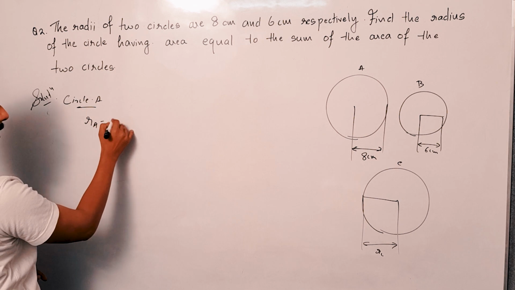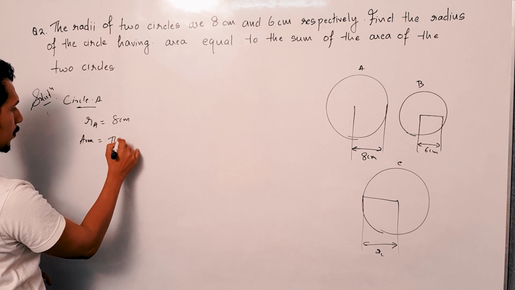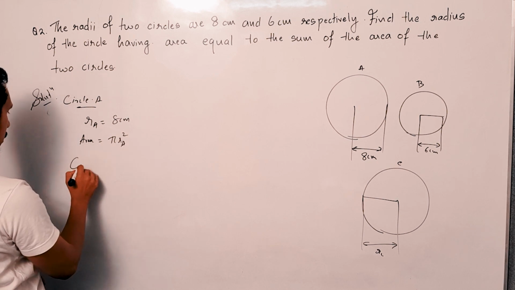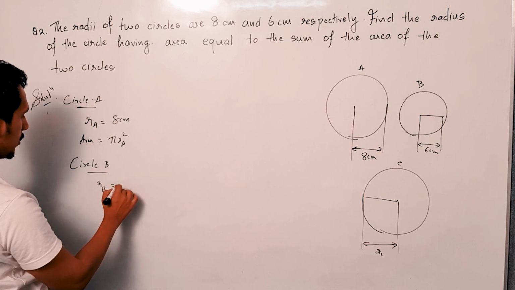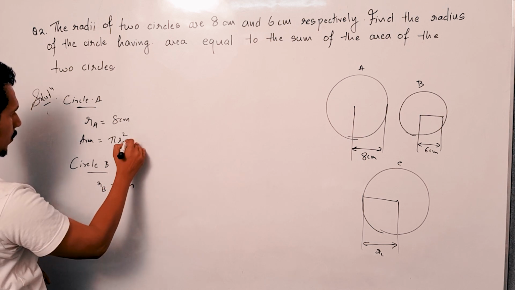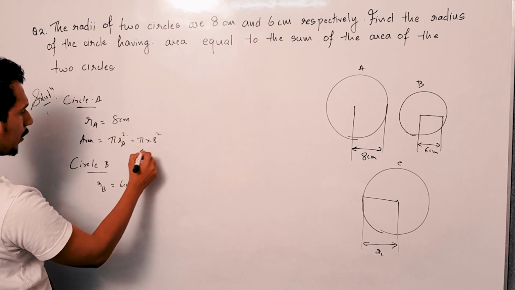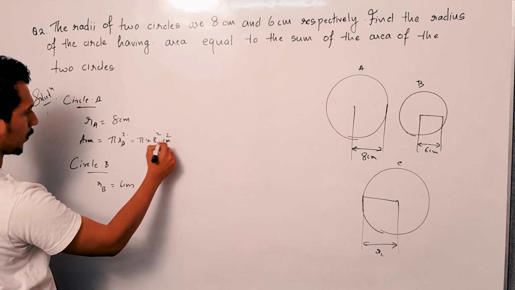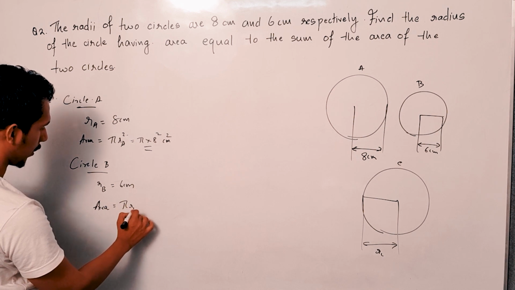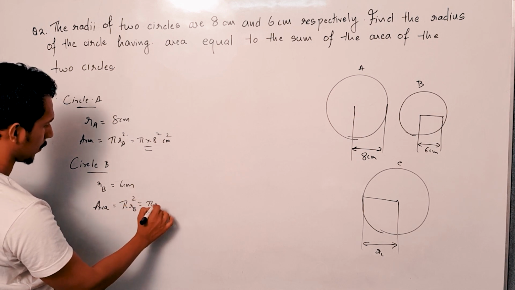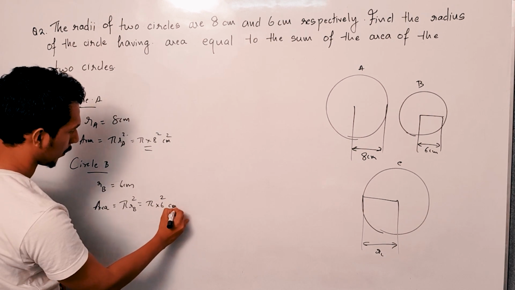Circle A has radius RA as 8 centimeter. So what will be the area? It is pi RA square, that is pi into 8 square, that much centimeter square. For circle B, the radius is RB. How much is given? 6 centimeter. So here this will be pi RB square, that is pi into 6 square, that much centimeter square.